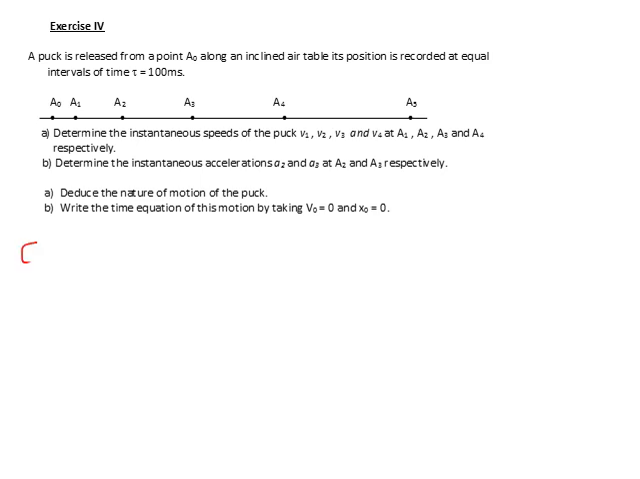Exercise 4. A puck is released from a point A0 along an inclined air table. Its position is recorded at equal intervals. Tau equals 100 millisecond, times 10 power minus 3, which is 0.1 second. Determine the instantaneous speed of the puck, V1, V2, V3, and V4, at A1, A2, A3, and A4 respectively.